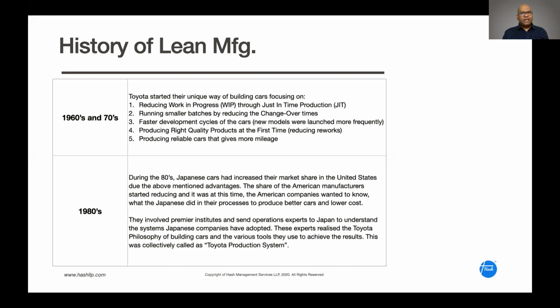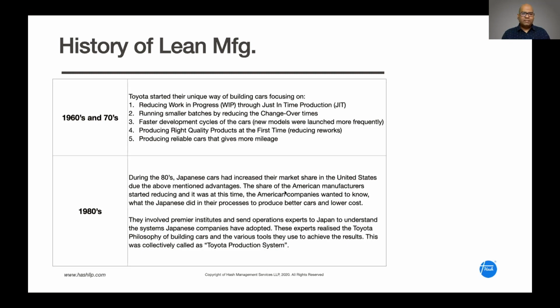People started liking these Japanese cars, and in the 80s the share of Japanese products increased in America. People call it the second Japanese invasion. And now the American car companies started worrying. They said, these guys started the production based on our factory, but now their cars are superior. So we have to learn what they are doing.